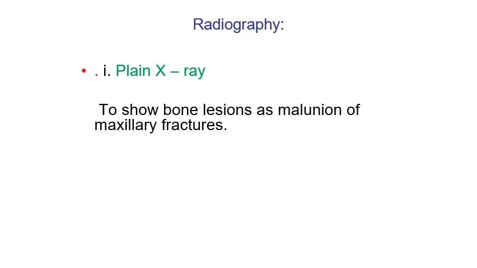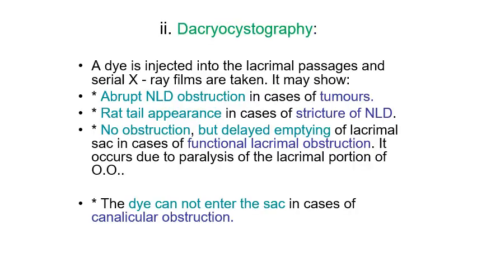Radiography. So after lacrimal sac syringing and dye disappearance test, we can go for radiography, plain X-ray, to show bone lesions such as malunion of maxillary fractures. Then another, this is the dacryocystography. This is an imaging with a dye that is called a radiopaque dye. You should know the names of the radiopaque dye, that can be asked as a question in your viva. A radiopaque dye is injected into the lacrimal passages and serial X-ray films are taken.